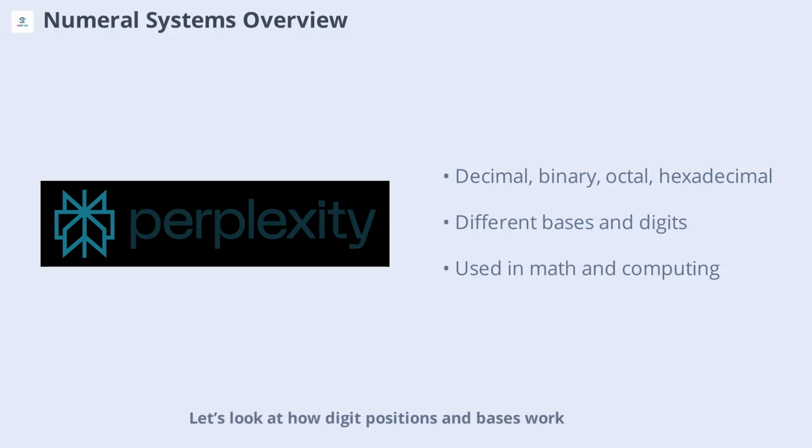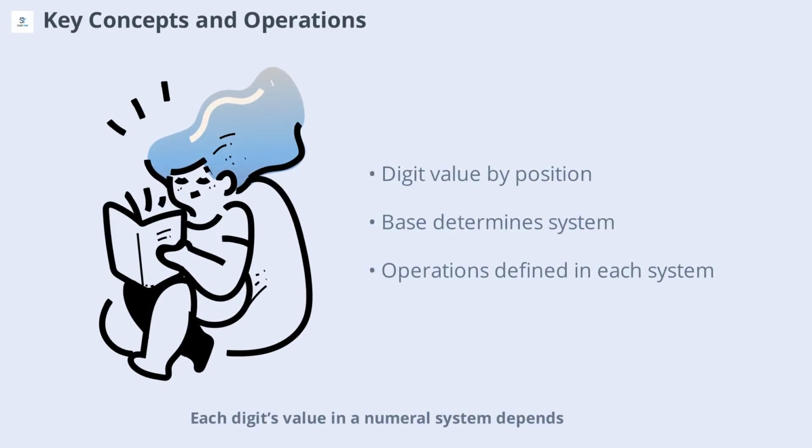Let's look at how digit positions and bases work. Each digit's value in a numeral system depends on its position and the base of the system. For example, in the decimal system, the rightmost digit is the ones place, the next is tens, and so on. The Hindu-Arabic numeral system is the most widely used globally. Operations like addition, subtraction, multiplication, and division are defined within each number system, making calculations possible. Mastering these basics is essential for progressing in mathematics and applying math in real-world situations.